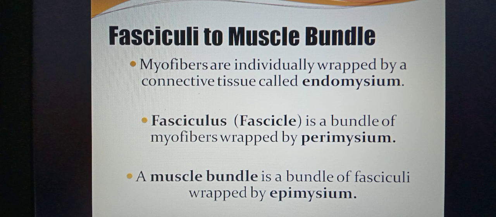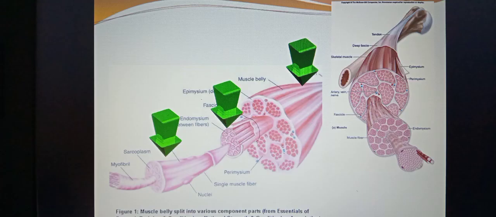Basically, the epimysium is the outermost membrane of a muscle. Inside of it is another membrane called perimysium. And inside the perimysium, you will have a group of myofibers that are wrapped by an endomysium. So basically, this is how they look.